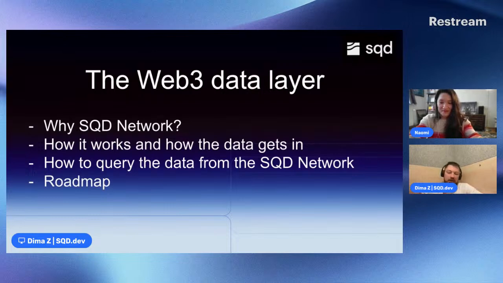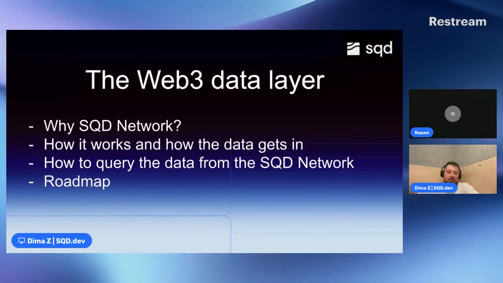I'm not gonna touch a lot on the economics. This is probably a separate topic, and maybe we will have a separate stream on the economics of SQD in the future. But I will describe how one can actually use the network, and at that point, you actually need to buy and expend SQD tokens, and this is a separate flow. It's different from running a node in the network.